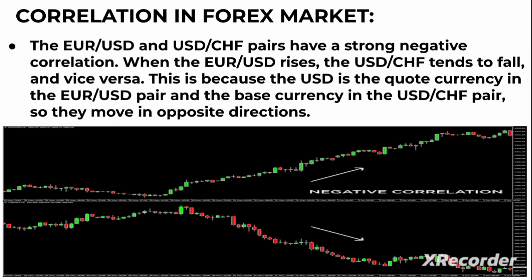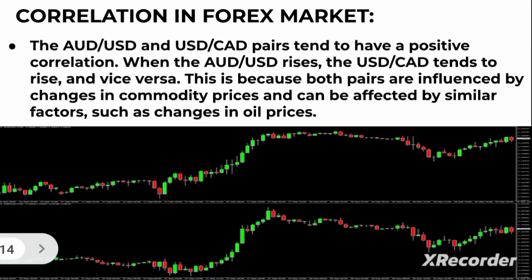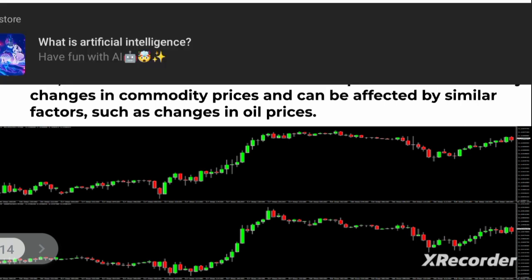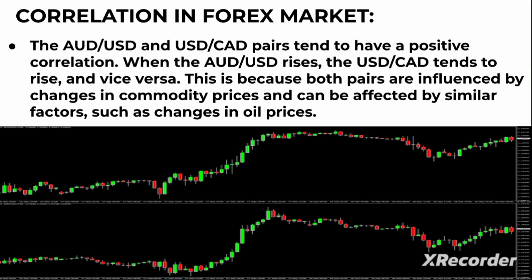In our next example, we have AUD USD, which is the Australian dollar, and USD CAD. They tend to correlate positively. When the AUD USD is rising, USD CAD is also rising. AUD is the Australian dollar, and CAD is the Canadian dollar. So when the Australian dollar against the United States dollar is rising, then the United States dollar against the Canadian dollar would also be rising. These are just typical examples of positive and negative correlation.